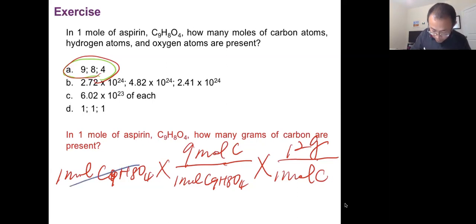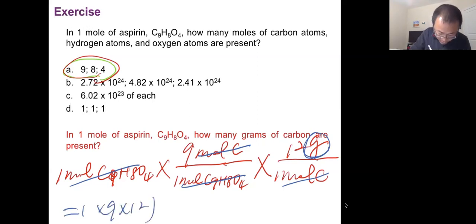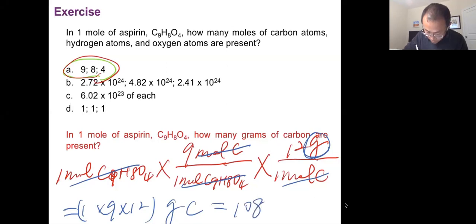Moles of aspirin canceled. Moles of carbon canceled. I get grams of carbon. That's what we want. Grams of carbon. So the calculation is 1 times 9 times 12 divided by 1. I don't need it. So in your calculator, grams of carbon equals 108 grams of carbon.